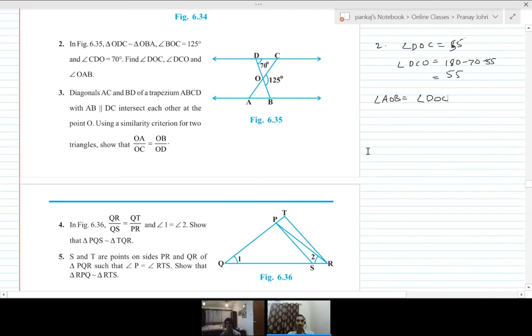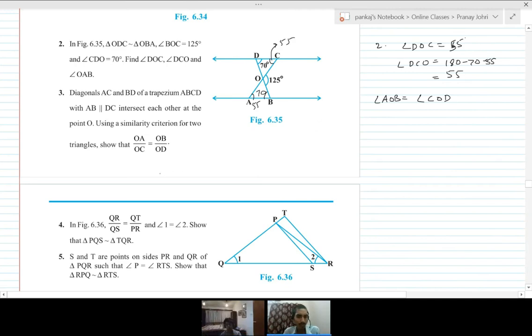See, listen. Angle OBA is 70 degrees because of parallel lines, and now we know this is 55. So now we know that A is corresponding to C, COD is corresponding to AOB. That would have been blatantly wrong, so this is very important. Now it's just easy.